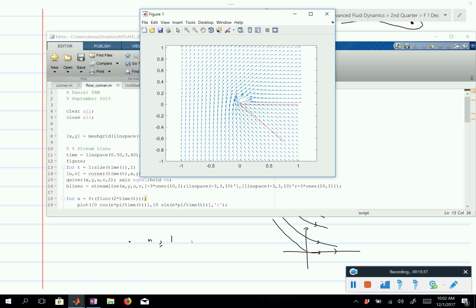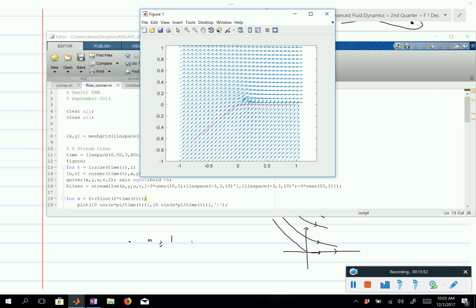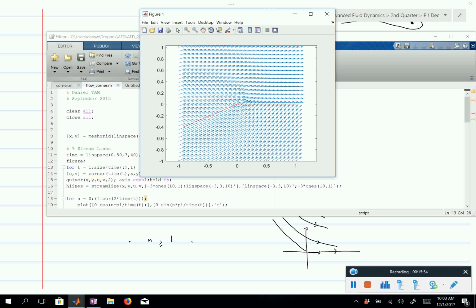If you have flow coming from this direction and that direction, then at this point you also have a streamline which is attached, and this is what we discussed as the Kutta condition. Okay, so here if you continue increasing the value of n, then you still have the flow around sharp corners. You still have a point at infinity here.